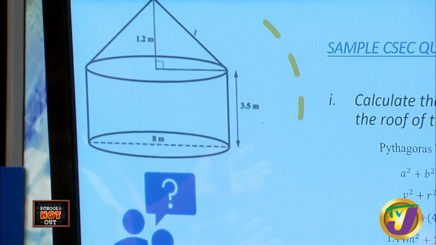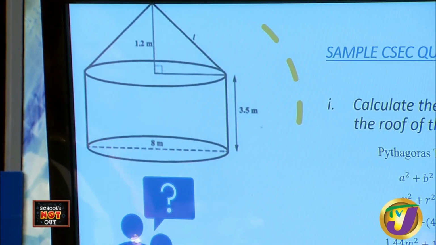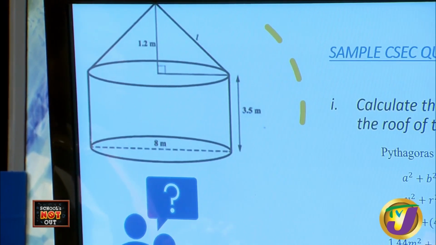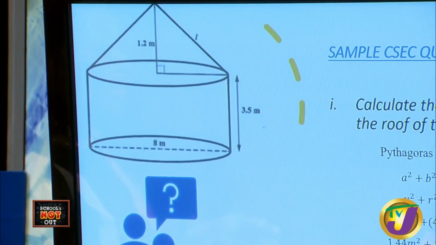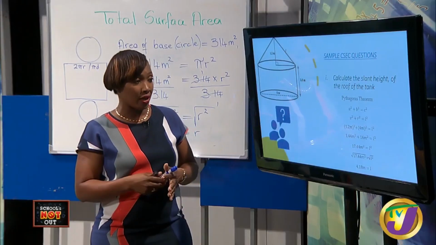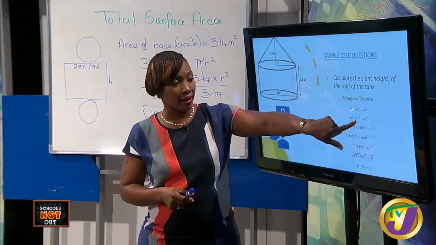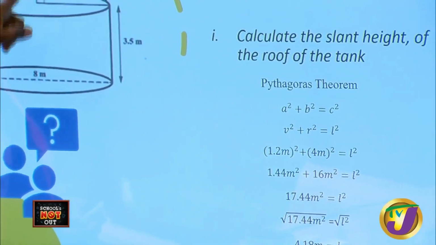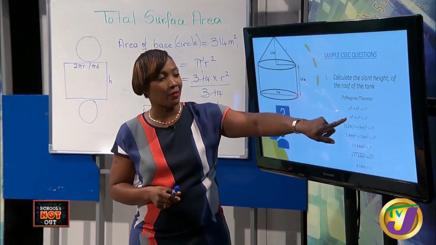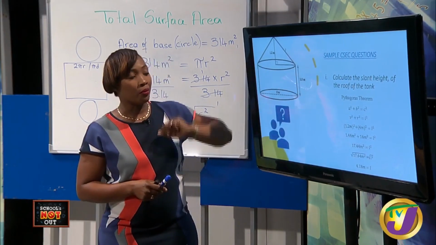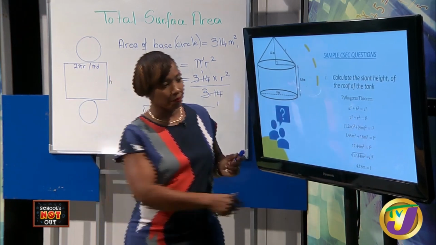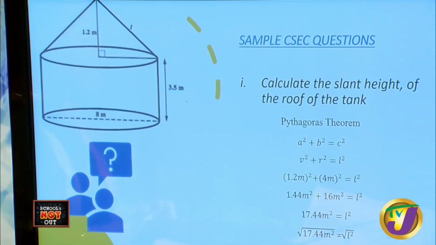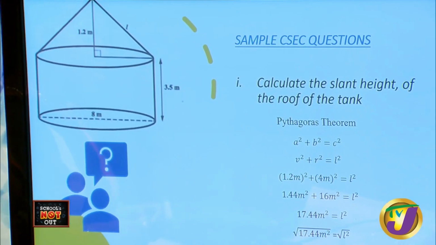And remember, we already said that the radius is half the diameter, or the diameter is twice the size of the radius. So the radius is there. So you'd square the radius and you square the other side. That is your vertical height, represented by V, which is 1.2 meters. So we'd substitute the values in this equation here.